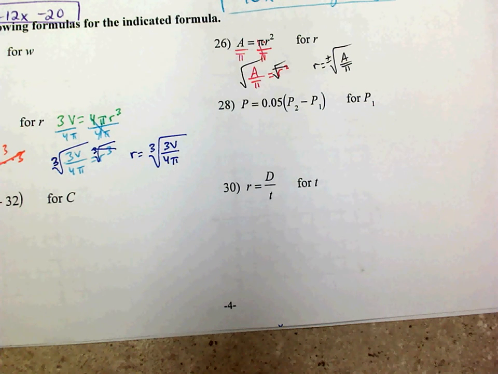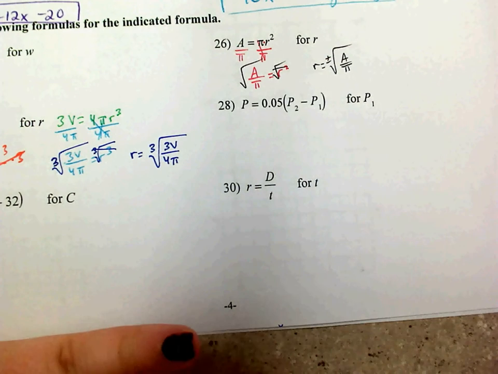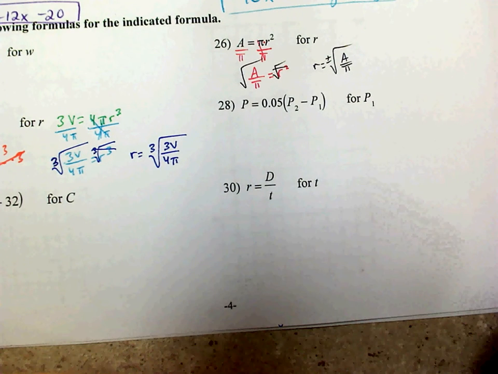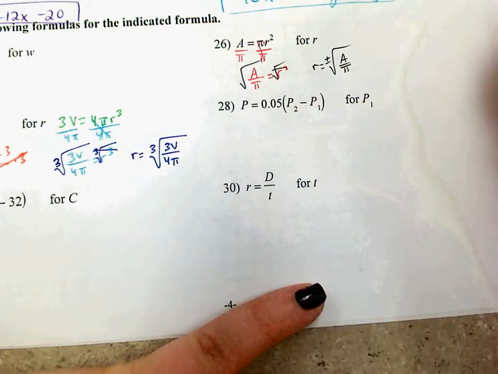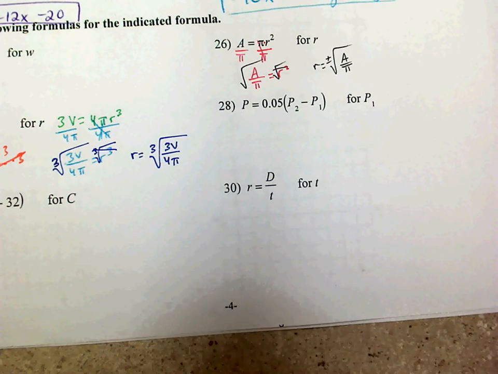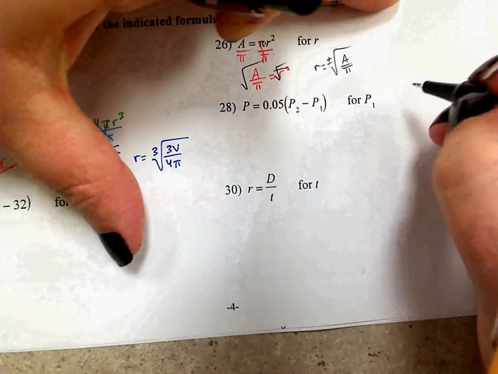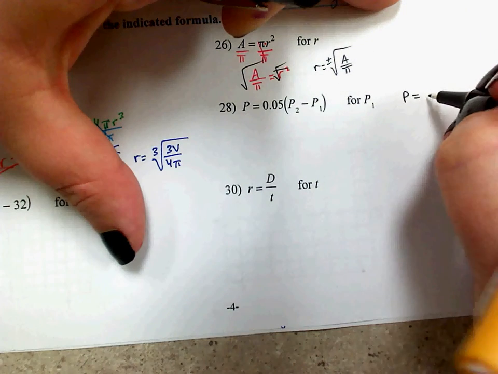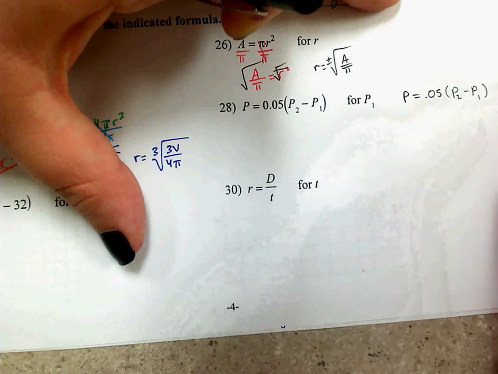A couple different ways to attack this. I'll do it both ways, and they'll be the same. So let me write it down twice. Okay. One way would be you want to get p sub 1 alone, so you undo the multiplication by 0.05, so divide. P divided by 0.05 equals p sub 2 minus p sub 1.